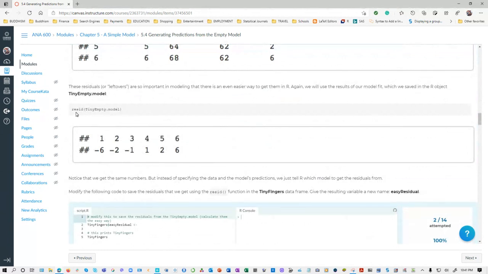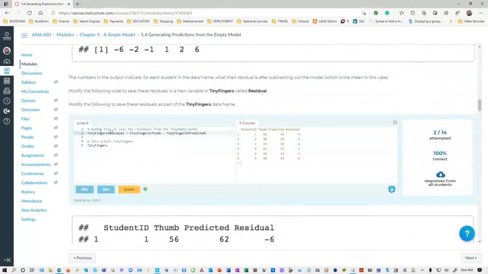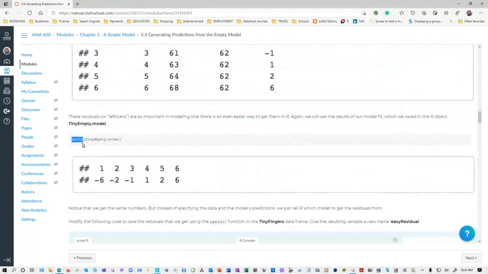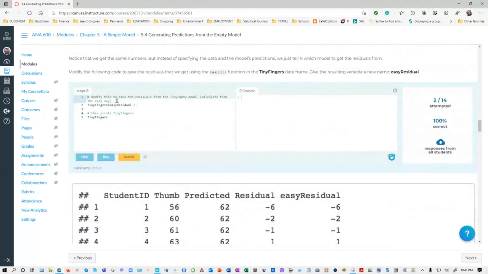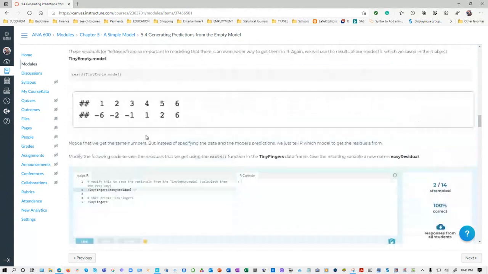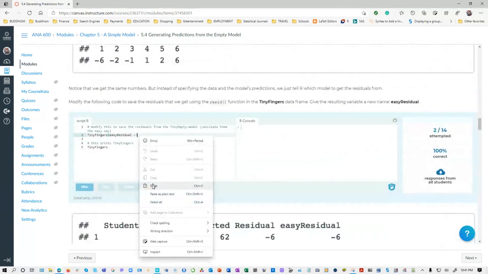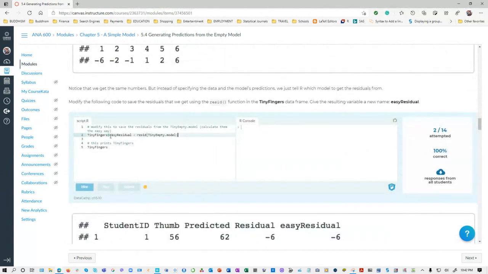Now you can do the residual in another way using this function. You don't have to do it the hard way over here, the long way. We did the long way. Different gap. You can go and run the residual for the empty model, and you can get that. That's why they say modify this to save the residual from the tiny model. Calculate the term the easy way. What is the easy way? Easy way is this one. Another way of doing that, and then create another variable called easy residual and run. They say give it a new name. Look at easy residual.